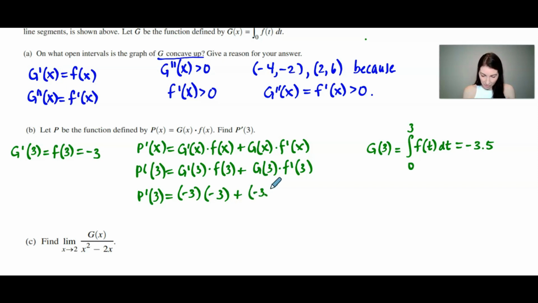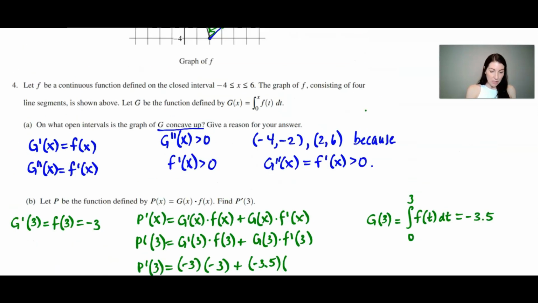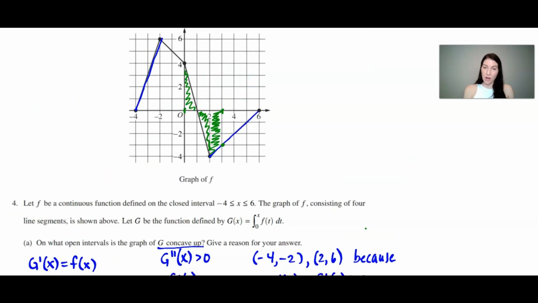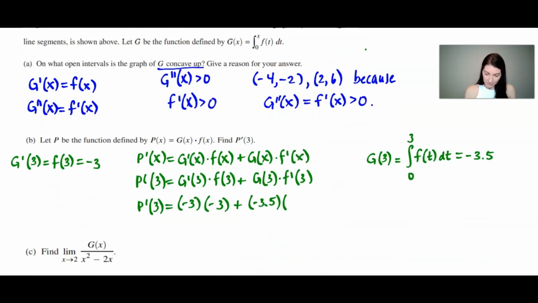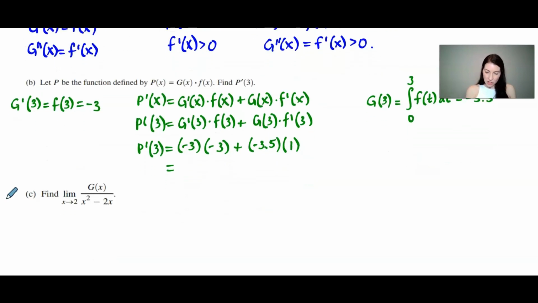So I will add negative 3.5 times f prime of 3, which is going to be the derivative of this graph at 3. So if I look right here, here is f of 3, so I want to find the derivative or the slope of this line right here, and I can see that the slope there is just a positive 1. So then I would put a positive 1, and once again we cannot use a calculator for this one, so we have to just do some mental math, and we can see that it would be 9 minus 3.5, which is a final answer of 5.5 for p prime of 3.